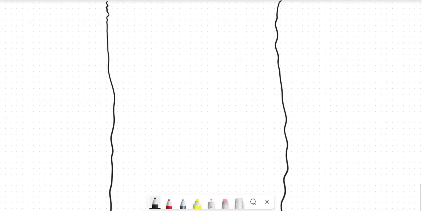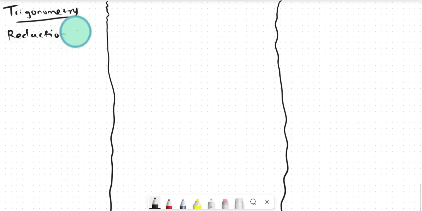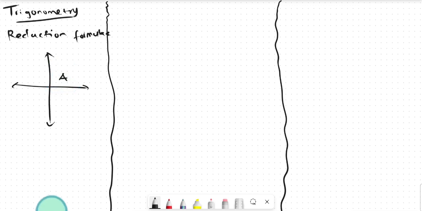Alright, students, we continue. We are doing trigonometry, looking at reduction formulae. In our last lesson, we established that in quadrant 1, all trig ratios are positive.